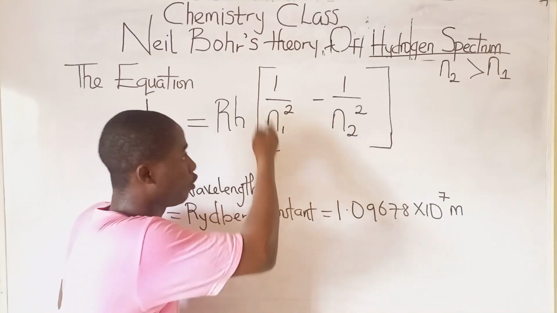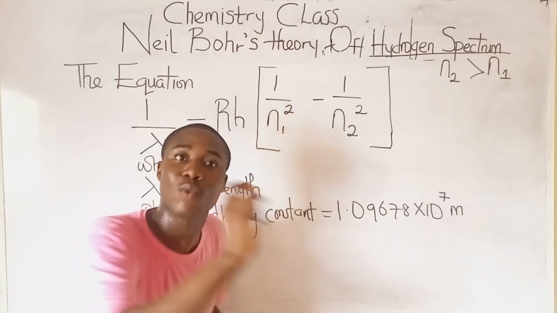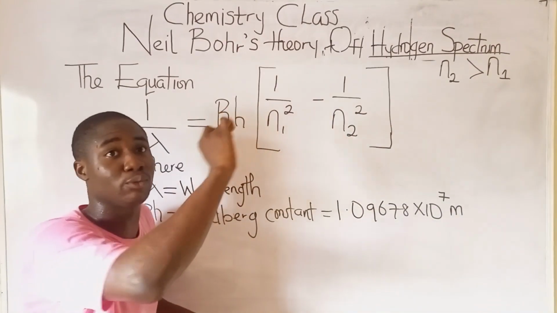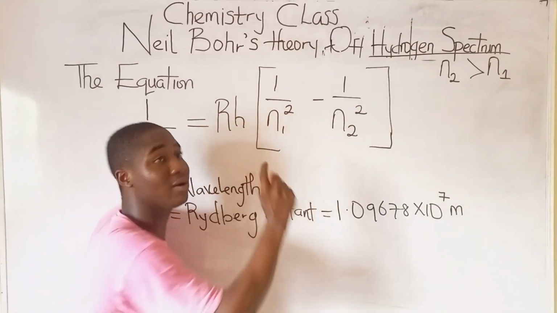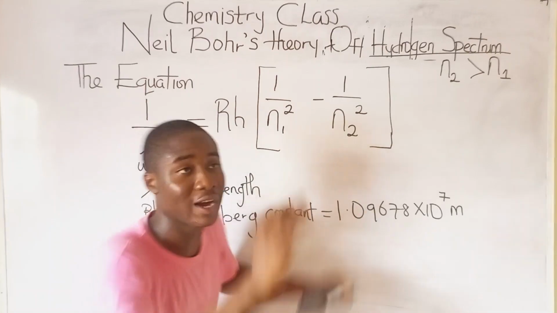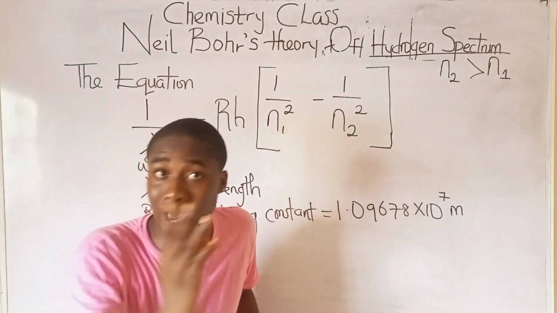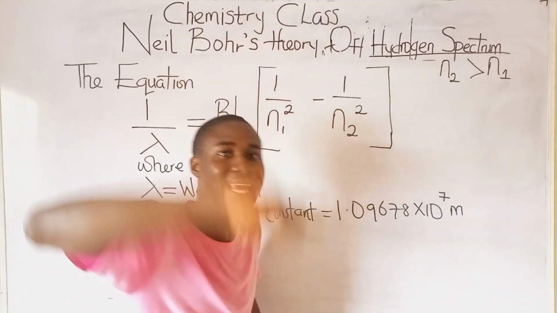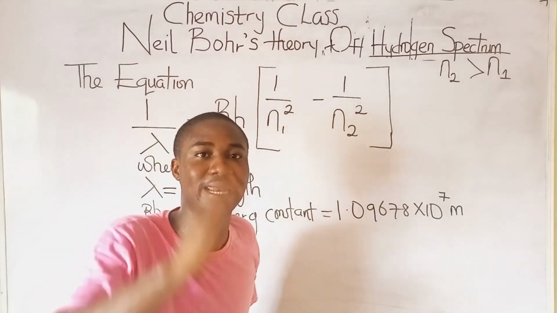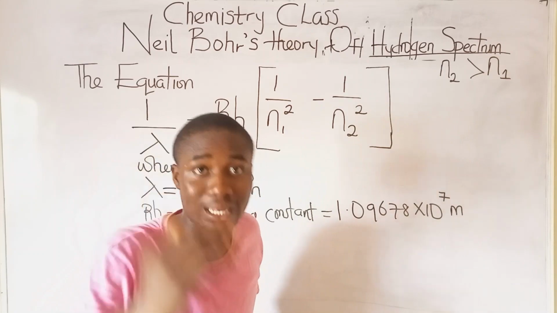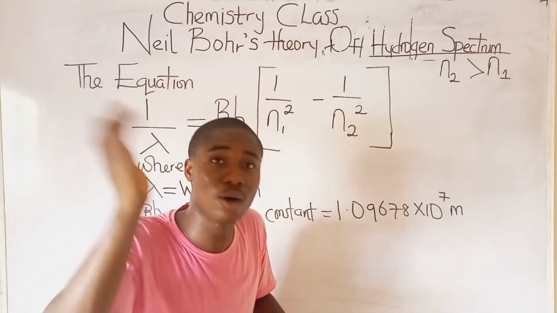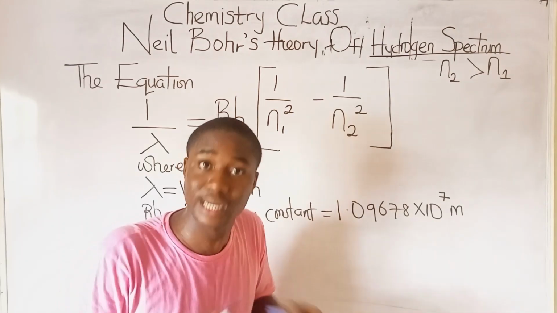Whereby the n1 value and the n2 value, I believe you've understood how to get all these n1 and n2 values for all those spectral lines. For the Lyman series, which is the first spectral line, the n1 value is 1, while the n2 values are a series of numbers, which is 2, 3, and 4. The 2 there is the first line, the 3 is the second line, and the 4 is the third line. So you can see how the concept works.